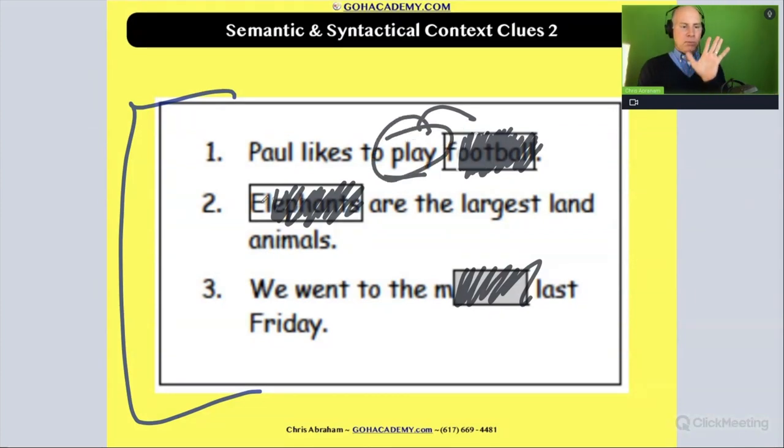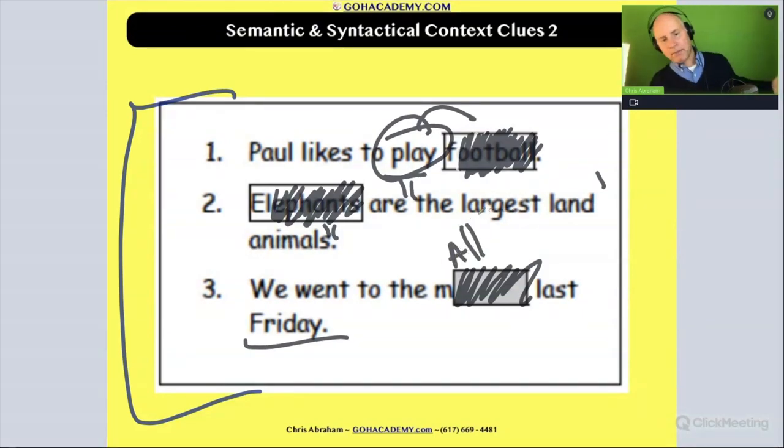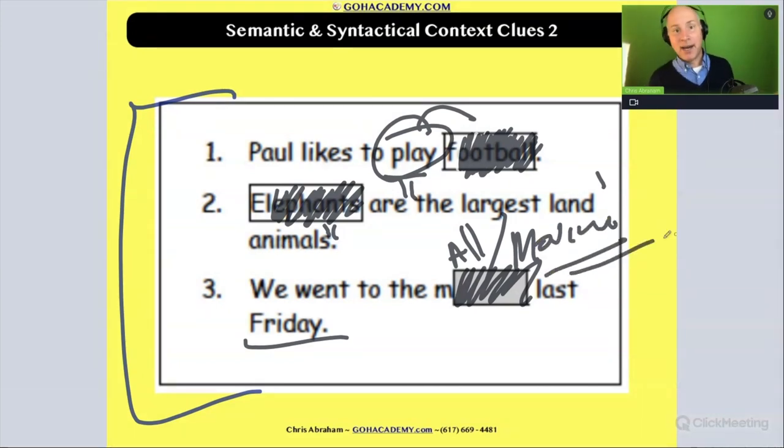Or this one right here. Blank are the largest land animals. What could that word be? Largest land animals is the semantic context clue that helps us get to elephant, right? Or this one right here. I went to the blank last Friday. What could that be? Where would you go on a Friday? After the pandemic, not many people are going to the mall, but pre-pandemic, the mall or maybe the movies. Remember when you used to go to the movies on a Friday? Last Friday would be that semantic context clue, right? So, team, this is an activity to practice using surrounding words and grammatical clues as hints to correctly identify an unknown word.